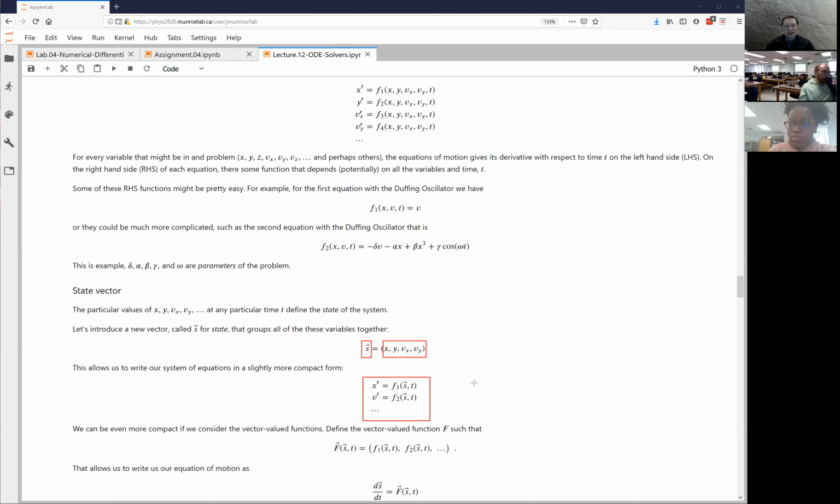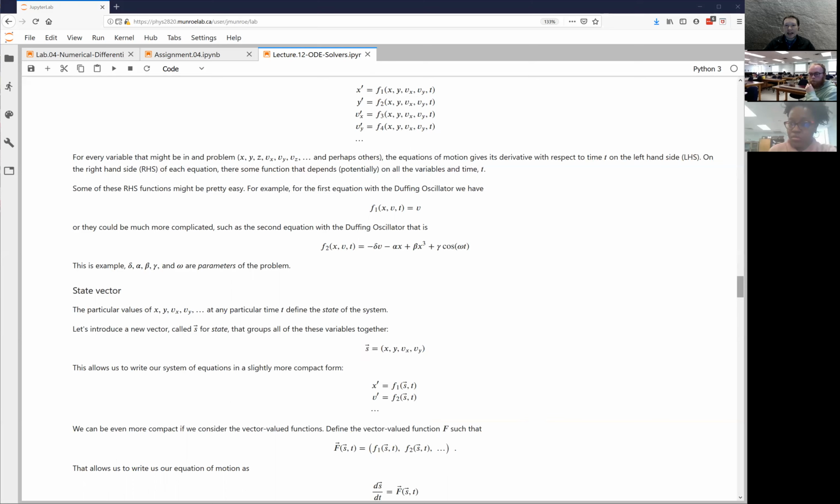We can continue to use this idea of vectors to make this even more compact, and we can introduce the idea of a vector-valued function. So f1 depends upon a vector. The capital F vector is itself a vector. The output of this function is a vector whose components are little f1, little f2, little f3, and so on. So this is a function which takes in a vector, the S vector, and time, and gives back out a vector. It's a vector in, vector out. It's a vector-valued function.